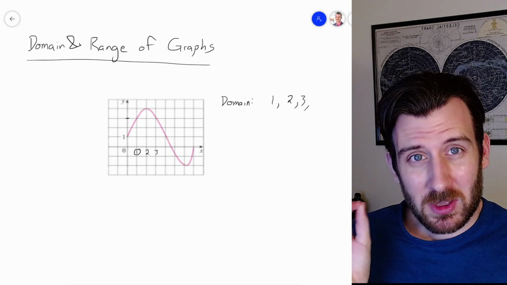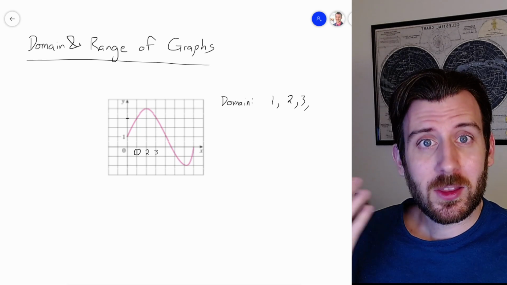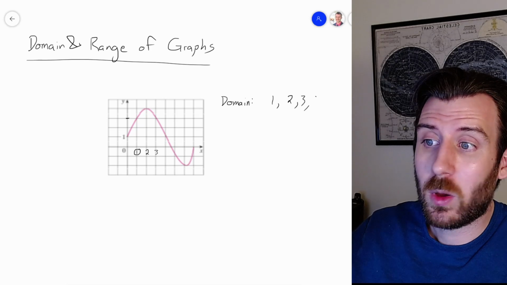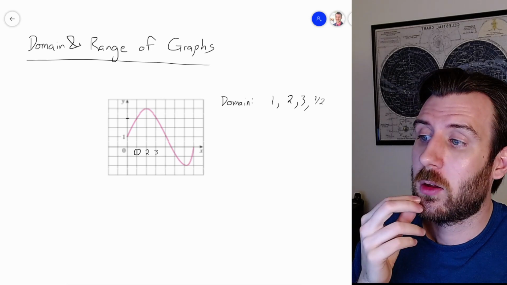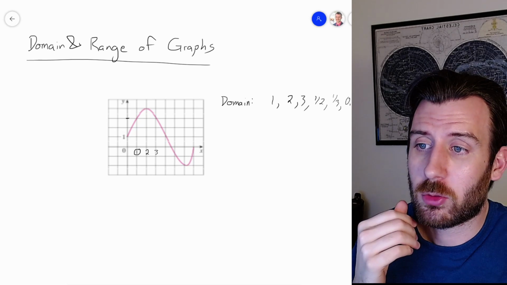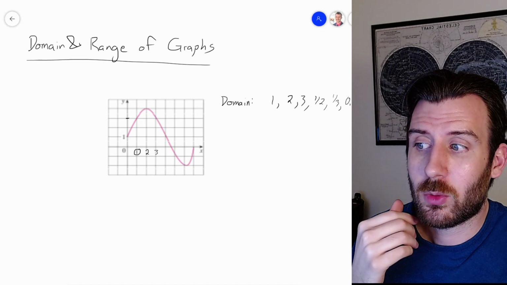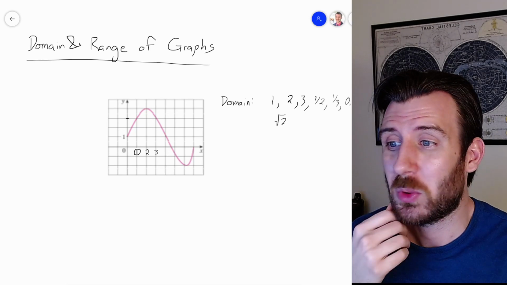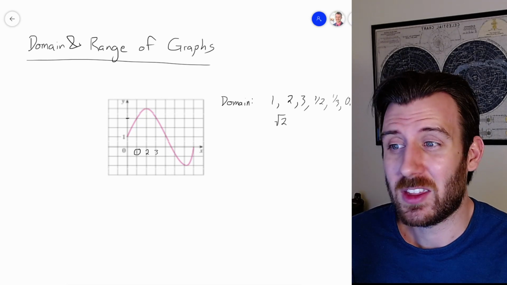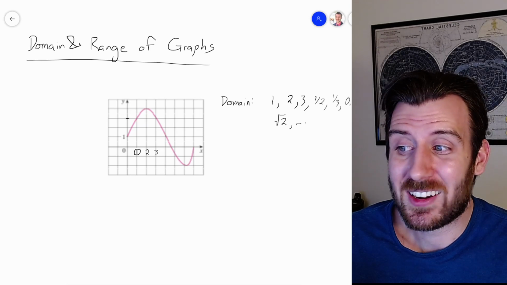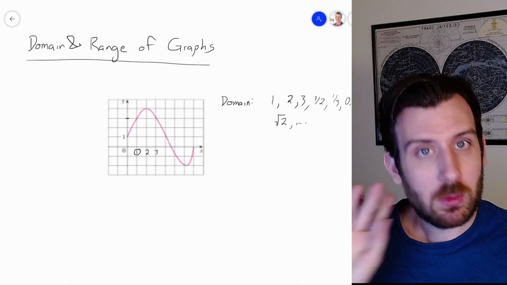But this is where we need to be careful that we don't start getting a little bit lazy with our interpretation of this picture. Because after all, 1/2 is also in this domain, and 1/3, and the decimal 0.634, and a variety of other things, square root of 2. So do we really want to go through trying to list all of the infinite number of different numbers that are in our domain? Okay, we'll be creative.